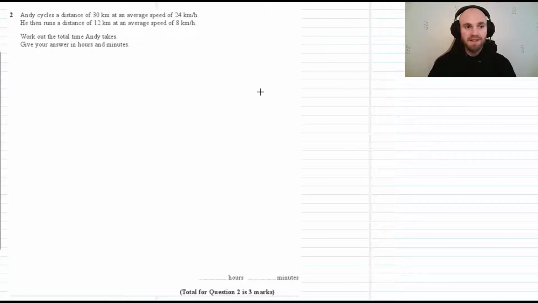Question 2, Andy cycles a distance of 30 kilometers at an average speed of 24 kilometers an hour. He then runs a distance of 12 kilometers at an average speed of 8 kilometers an hour. Work out the total time Andy takes. Give your answer in hours and minutes.